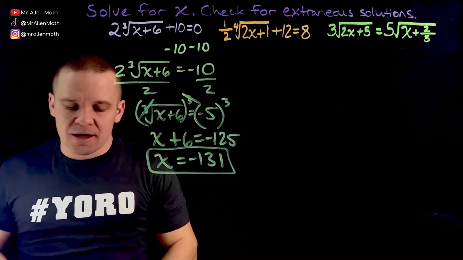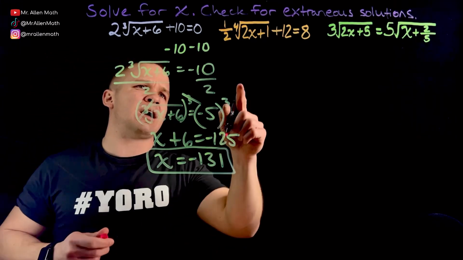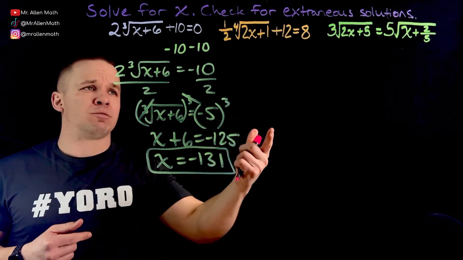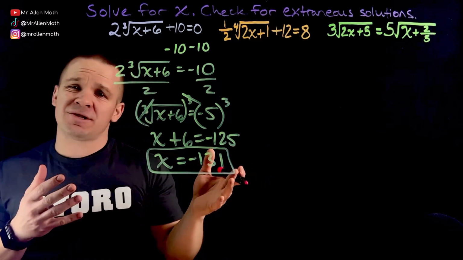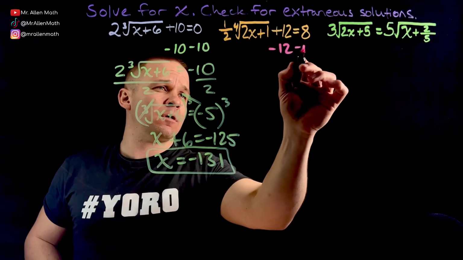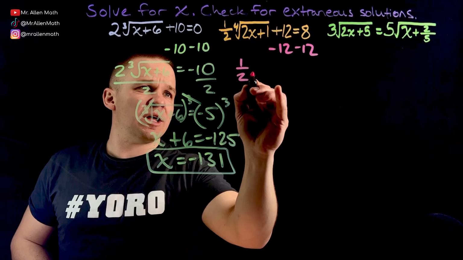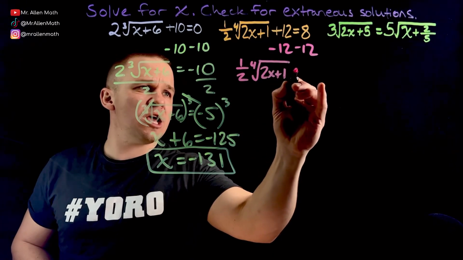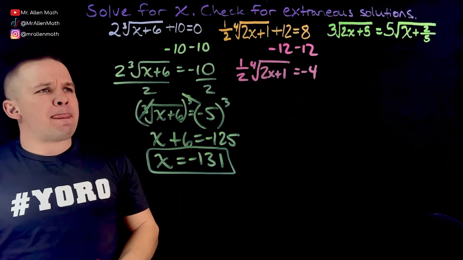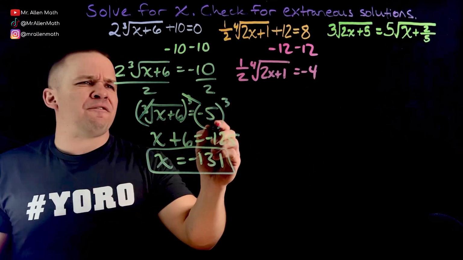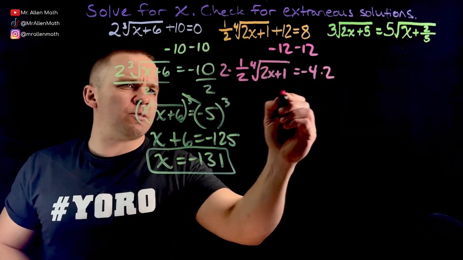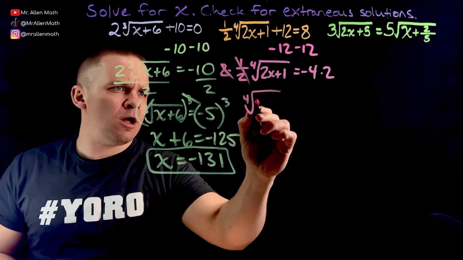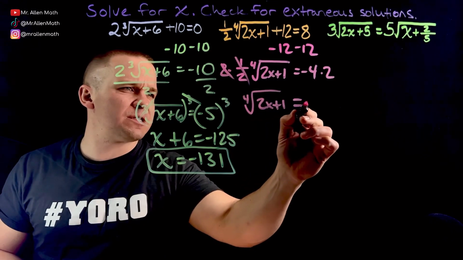Dang, that was sick. All right, let's continue. We got 1/2 times the 4th root of 2x plus 1, plus 12 equals 8. So once again, I'm going to subtract 12. And now I have 1/2 times the 4th root of 2x plus 1 equals negative 4. Now, I'm going to multiply by 2 on both sides just to show you guys what's up. Multiplying by 2 would undo that 1/2 right there. And I've got the 4th root of 2x plus 1 equals negative 8.